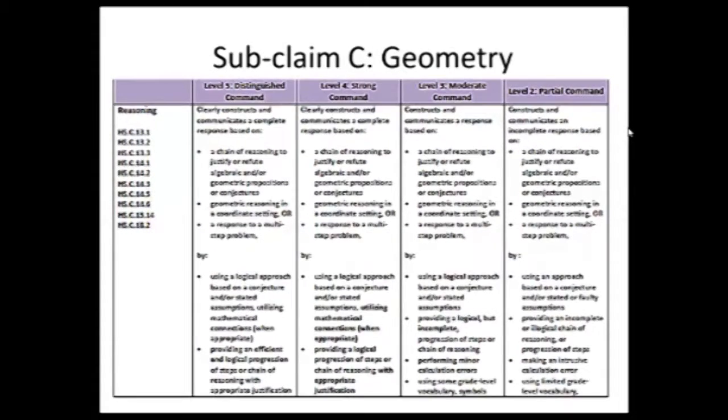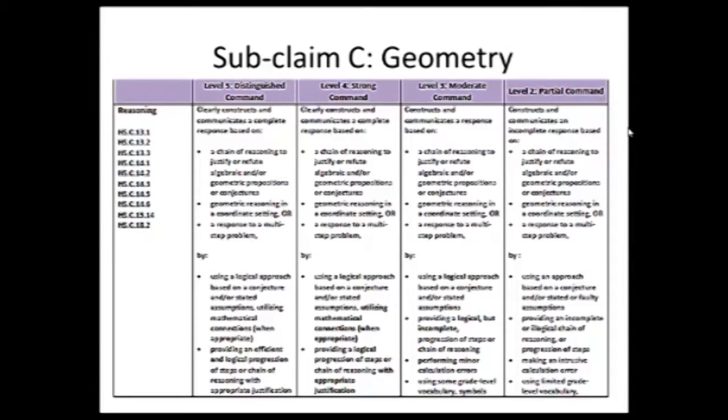Okay, geometry subclaim C then obviously is going to look at this chain of reasoning about not just geometric propositions and conjectures, but algebraic. So there's some function work that happens in geometry that kids will have to reason through. And then certainly, given the bulk of the work in geometry being about transformations and congruence and similarity, the reasoning component is hand in glove here.